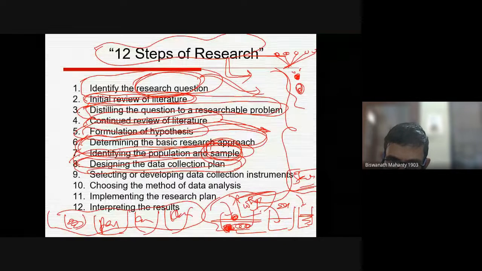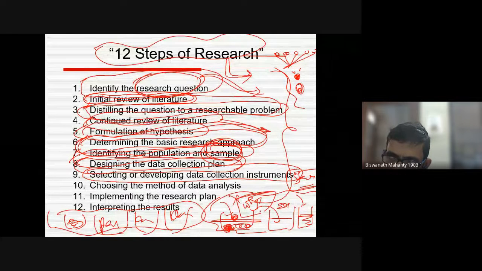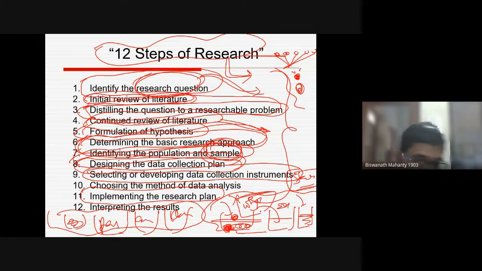Then you have the data collection instrument. If it is an instrumental method, how will I measure the cell amount? You may say, sir, I can measure under microscopy, or I will use some FACS method, a cell sorting approach. So you need to understand how I'm going to do it. Then you have to implement the research plan. Till now I was talking on pen and paper, and now you have to go to the lab and do the job. Once all these things are followed, you can come and do the interpretation of results.